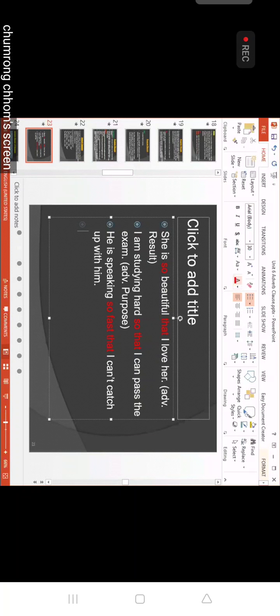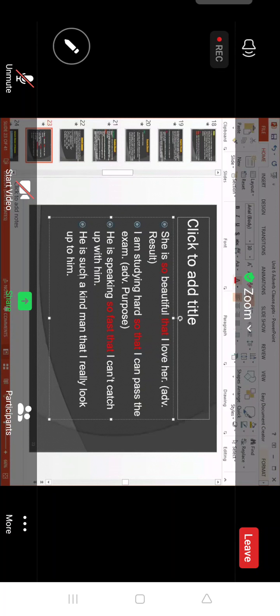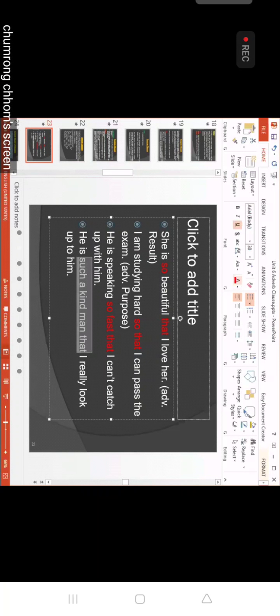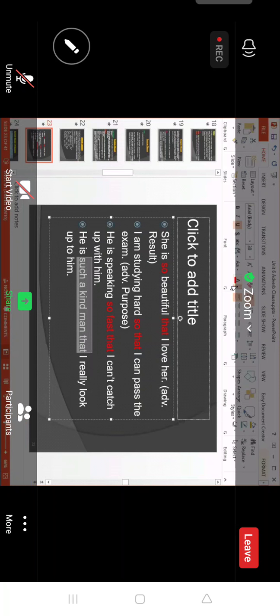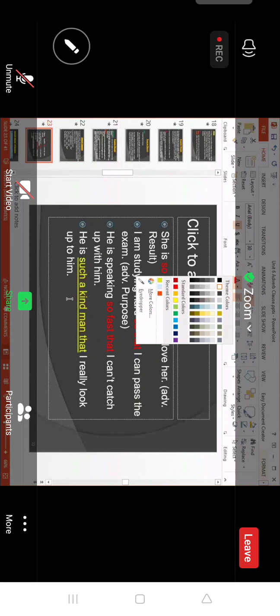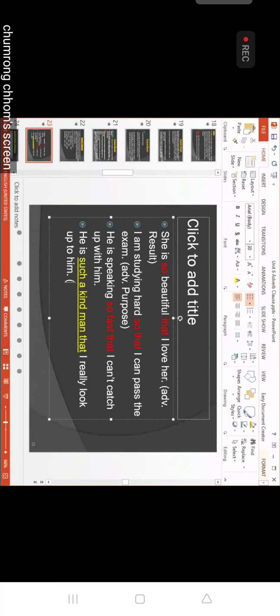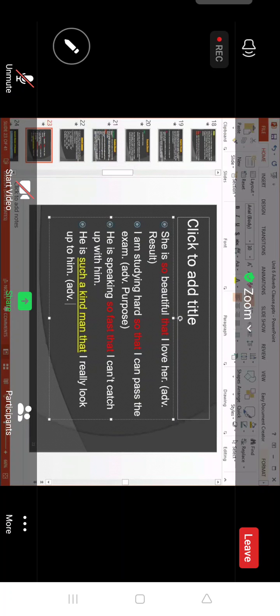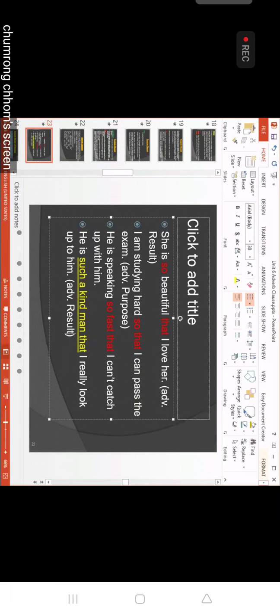Now, another one, with a noun. Example: He is such a kind man that I really look up to him. Okay, you can see here, such plus noun plus that. Such plus noun plus that. So when you see this kind of structure, this is called adverb of what, everybody? Purpose? Result. Yeah, result. Okay, this is what you have to be careful about.